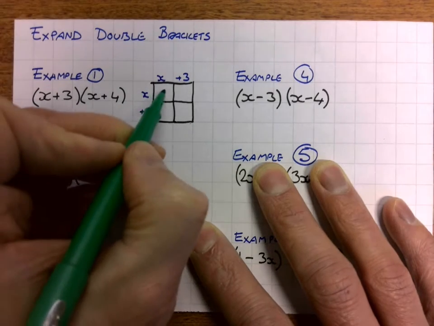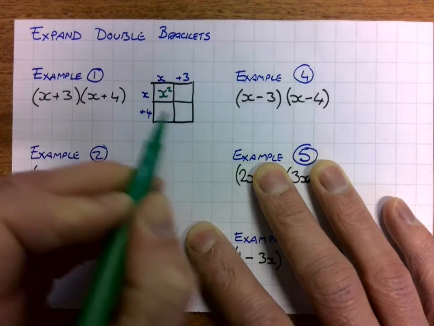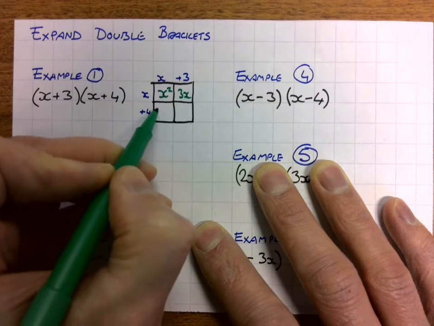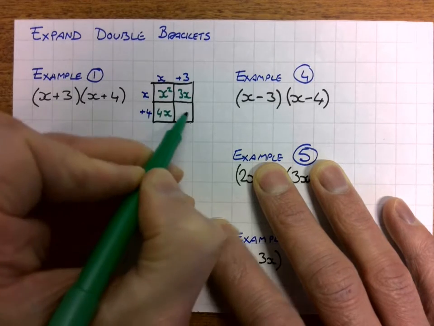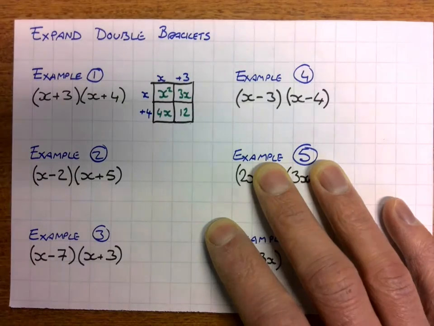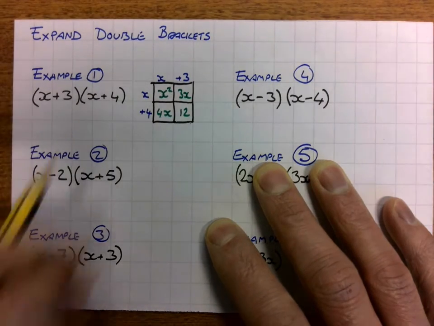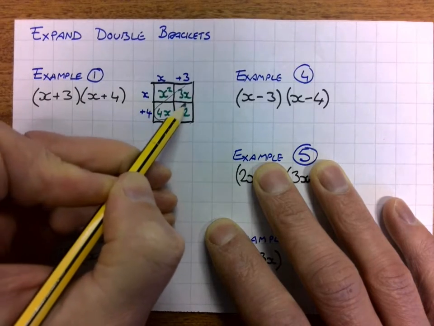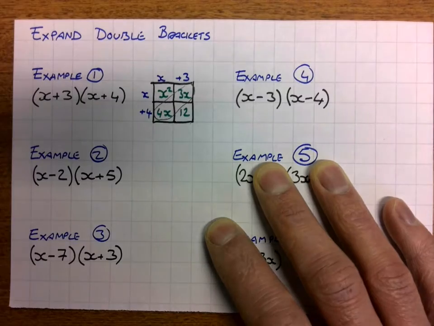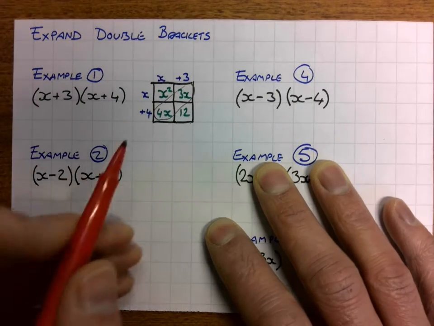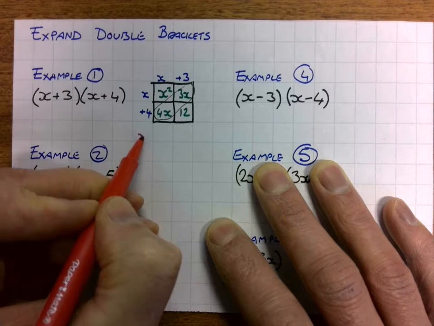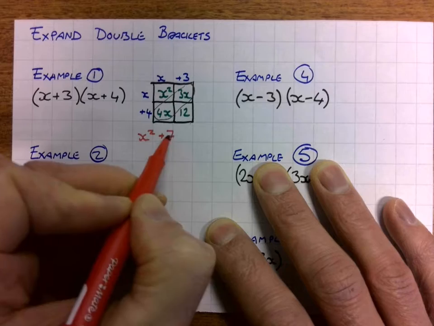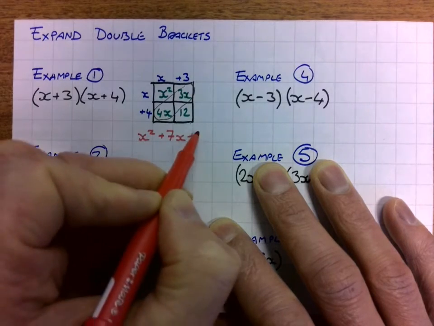So we're going to be multiplying everything together. x times x gives me x squared. 3 times x is going to give me 3x. 4 times x is going to give me 4x. 3 times 4 is going to give me 12. Then what we have to do is collect like terms. I'm just going to put a bit of a ring around the like terms and we'll bring those together. So we've got x squared, we've got 3x and 4x is 7x's, and 12.